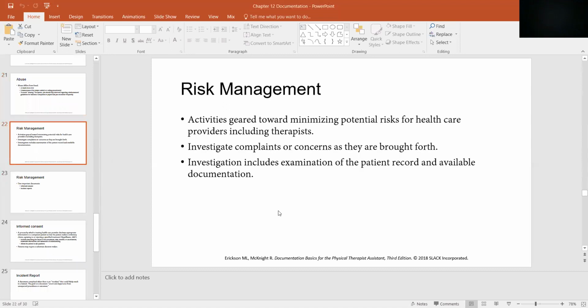Risk management, those are activities geared towards minimizing the potential risk for healthcare abusers, including therapists, to, for one thing, be subject to fraud and abuse or to take part in that. Also to investigate complaints or concerns as they're brought forth, and investigation can include an examination of the patient record and available documentation. That's why we have to be careful that we are documenting what we do with them and it backs up the care that we are billing.